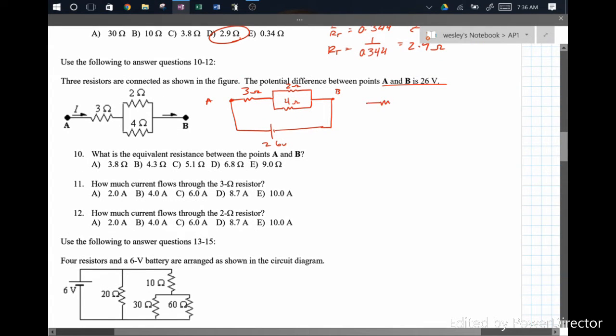So 3 ohms. And then we have a combination here of the 2 ohms and the 4 ohms together. So 1 over 2 plus 1 over 4 is equal to 1 over R. So 1 over R is equal to 0.75, making R equal to 1.33 ohms.